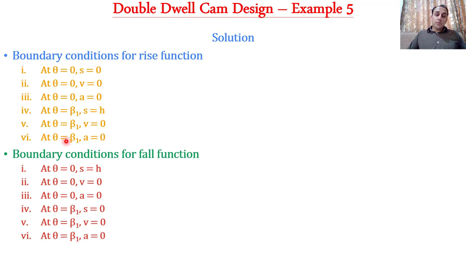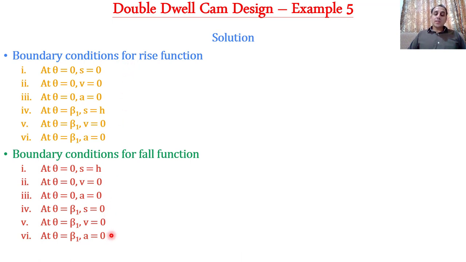And at the end of the rise function, when theta is equal to beta 1, which is basically the delta angle of the rise function, what should be the value of displacement? That should be equal to the lift, which is h. What should be the value of velocity? The value of velocity should be 0 at the end of the rise function. At the end of the rise function, the value of the acceleration should be equal to 0 as well. So these are the conditions for the rise function.